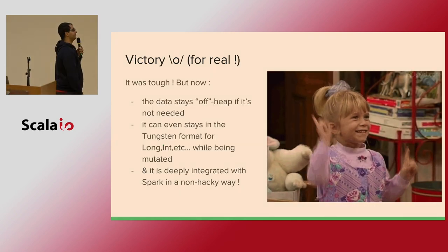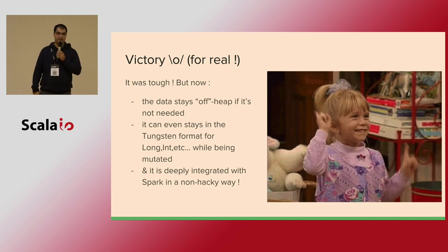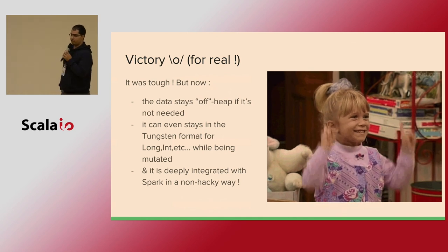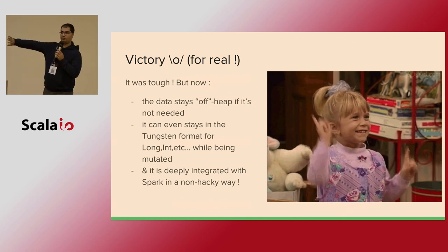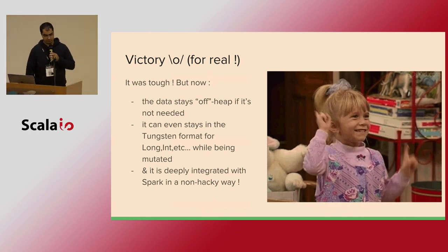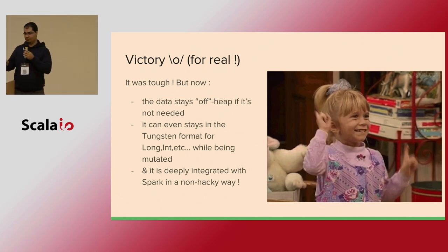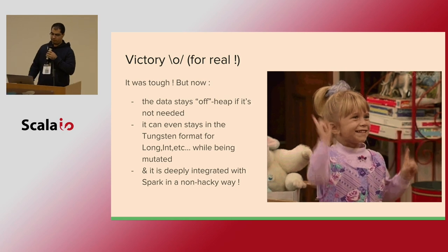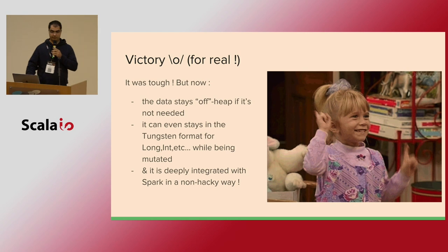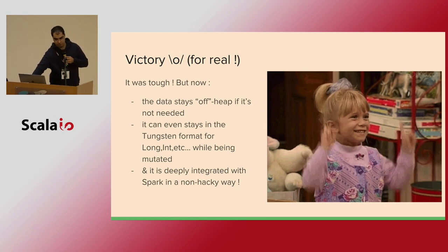Now it's for real. It was tough, but now the data stays off heap if it needs to. Of course, off heap, for those who know, is a bit of a long stretch. It's not exactly off heap, it's just unsafe. It's not managed by the garbage collector. It can even stay in the Tungsten format for longs, ints, I mean, something that has a fixed size. And it is deeply integrated with Spark in a non-hacky way. You're not breaking the logical plan optimization, you're not going back to RDDs, you're just using the DataFrames the way they're intended to be used.